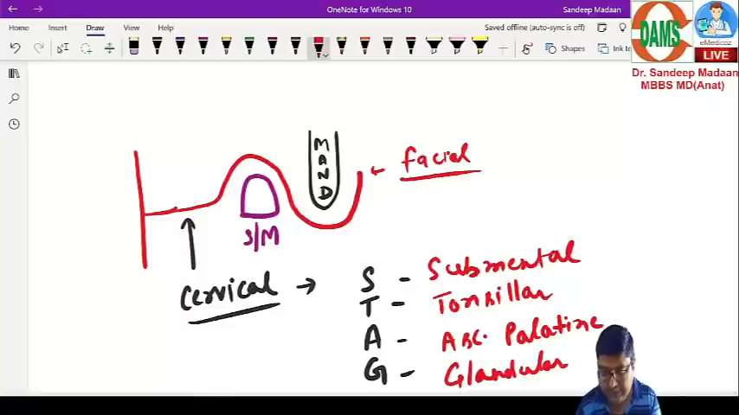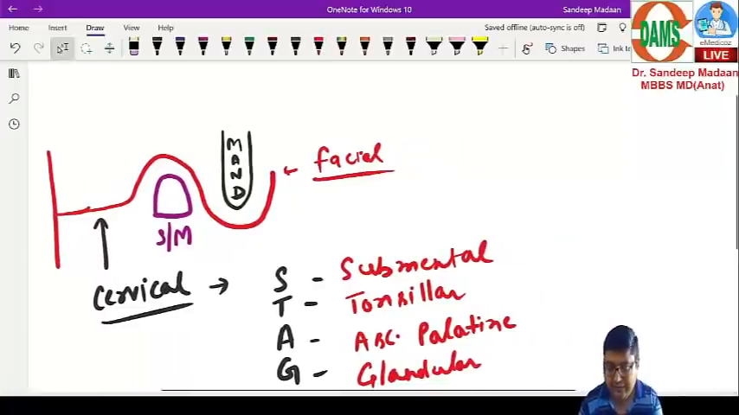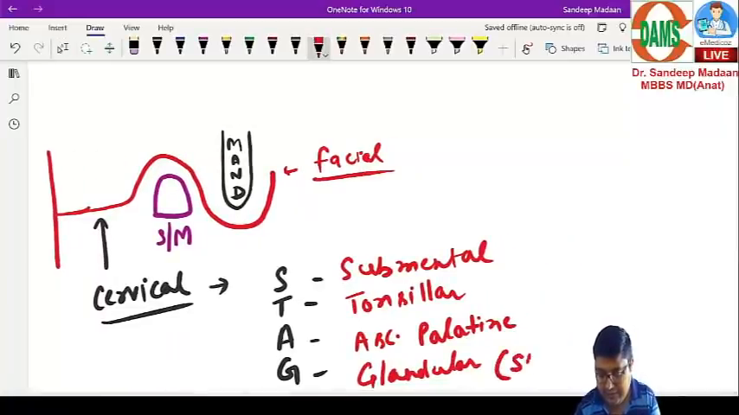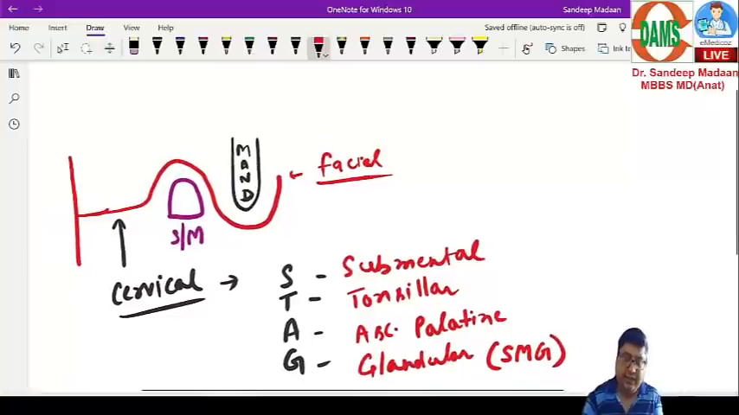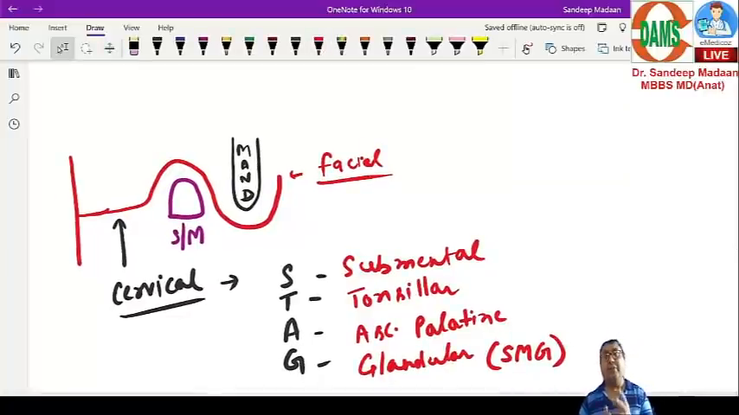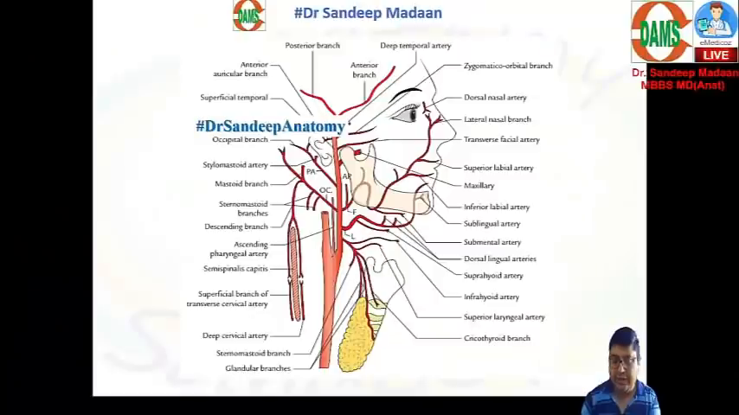because it is going to supply the submandibular gland. It is passing over that gland and thereby it will be giving one branch also. So STAG, these are the branches from the cervical part, and the facial artery on the face will give these branches that we have learned. So now we are done with all the branches of the facial artery. We have seen the course of the facial artery also. Let us now come to the question that was asked.